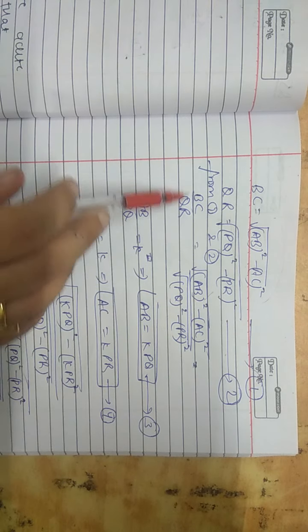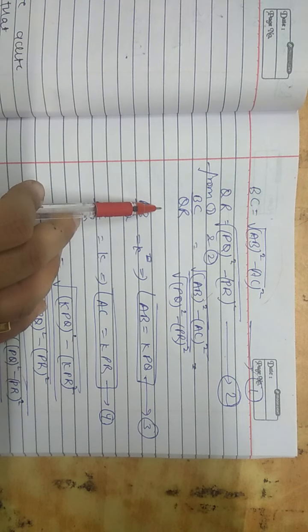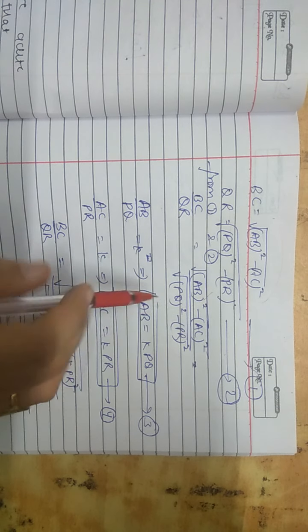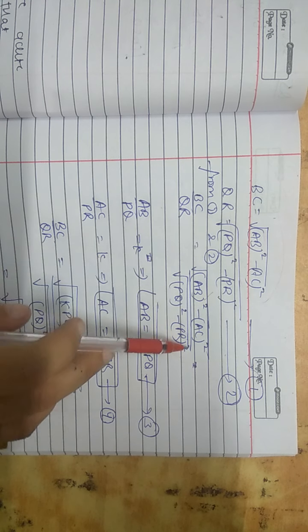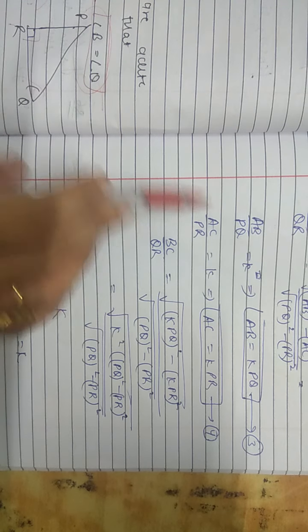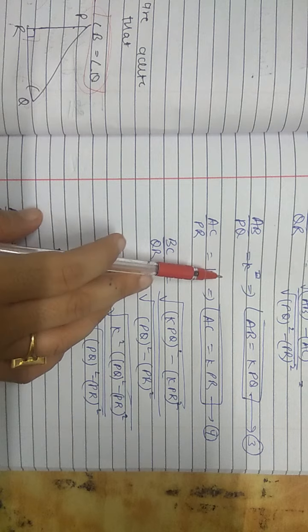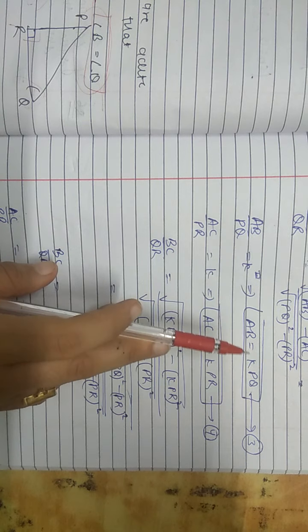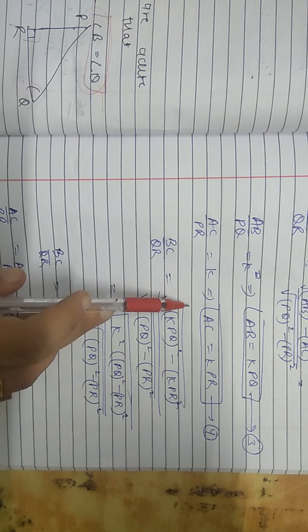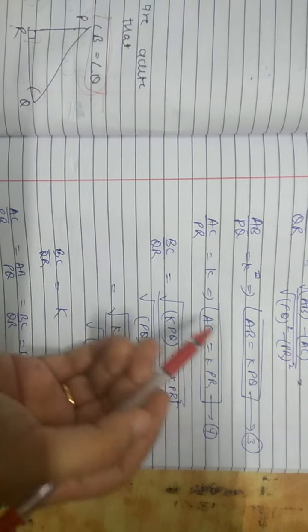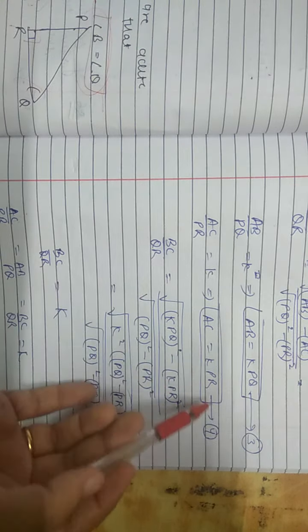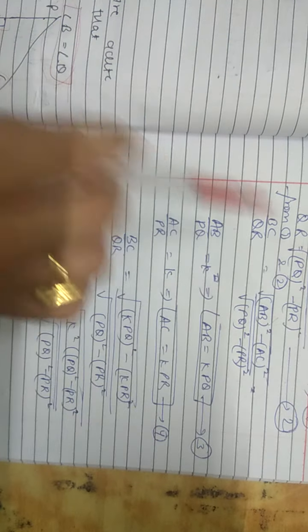From 1 and 2 we get this ratio BC by QR, which is the square root of AB square minus AC square upon the square root of PQ square minus PR square. We know that AB by PQ equals K, so we can write AB equals KPQ, and AC by PR equals K, so we can write AC equals KPR. We can mark these as 3 and 4. Now from 3 and 4 we will substitute these values in this particular equation.